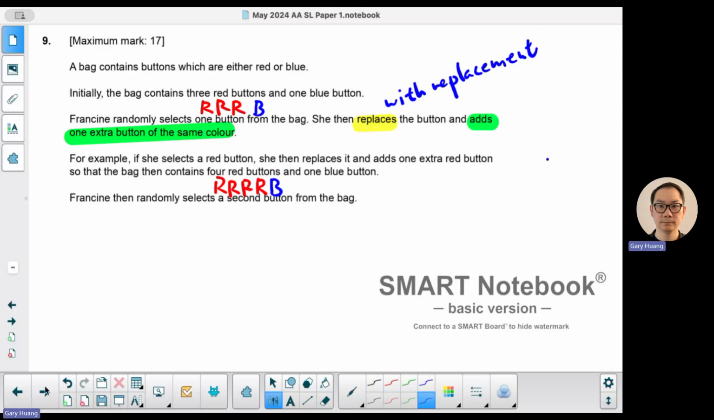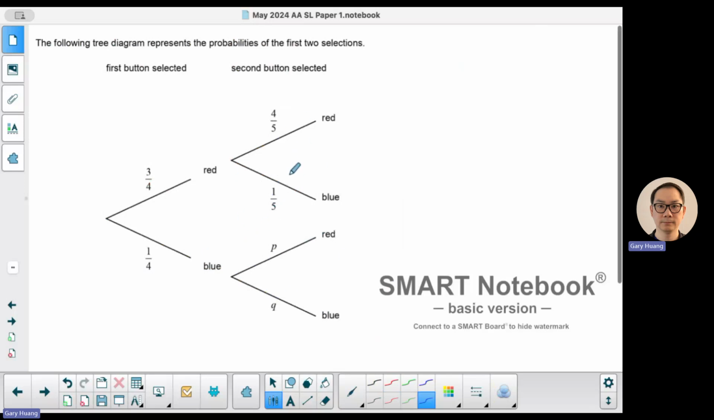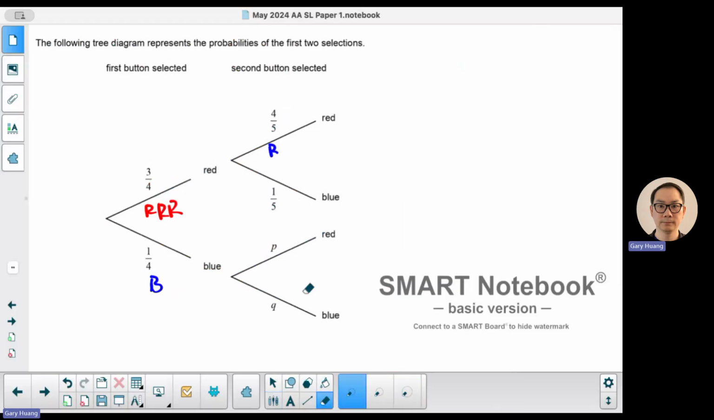Okay. They then give you a tree diagram. They did the top half and asked you to fill out the bottom half. Here you have 3 red and 1 blue initially. If you pick a red, then you put the red back in and add another red. So now you have 4 red and 1 blue. So the probability of getting red is now 4/5, and the probability of getting blue is 1/5.